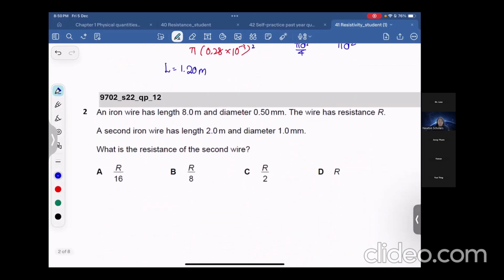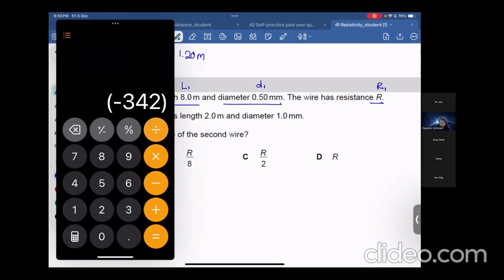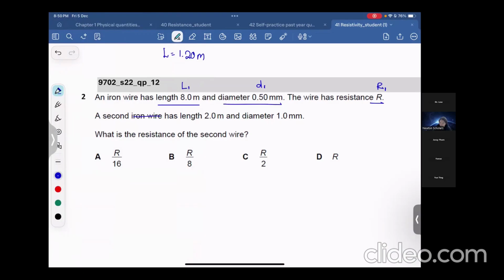The iron wire has a length L. So this one is iron, length L, diameter D, resistance R. So this one is length 1, D1, R1. Second iron. Can you see that? Iron.